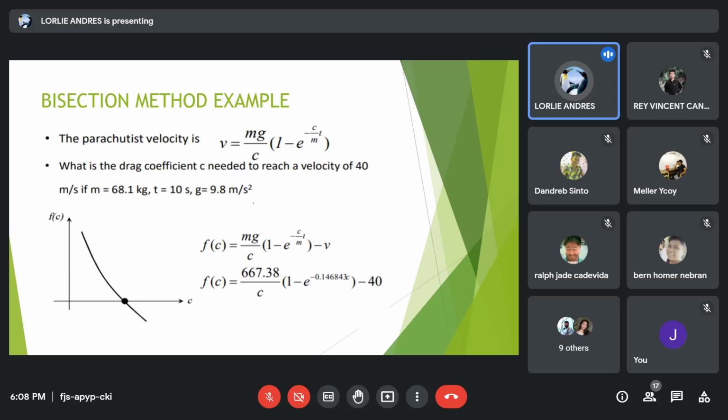So now, for the bisection method example. So the para Q-test, gamiton gyapon to natong previous example. Velocity V is equal to mg over c multiplied by 1 minus e raised to negative c over m multiplied by t. So this is the formula for calculating the velocity based on the given equation katong gihatag sa tuang unang example. And then what is the drag coefficient C needed to reach the velocity of 40 meter per second if our mass is equivalent to 68.1 kilogram, the time is equivalent to 10 seconds, and our gravity is 9.8 meter per second squared.